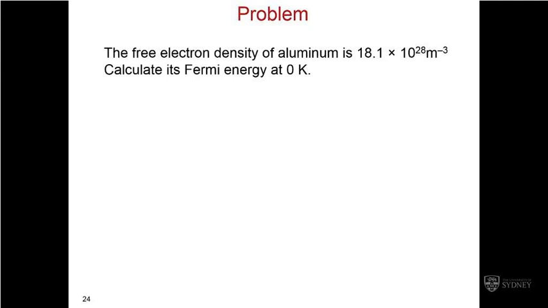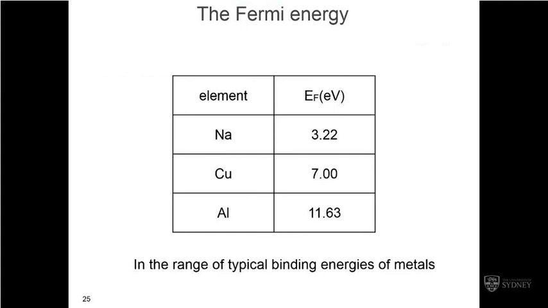So let's have a look at some values of the Fermi energy. Yes, some of you will notice that we had aluminium, but maybe it's not exactly the same density, so this might be different. I don't actually know what the value is on that problem yet, but it might be 11.6 or slightly different. Okay, so the Fermi energy is quite a large energy. For sodium it's 3.2, copper 7, aluminium 11-ish.